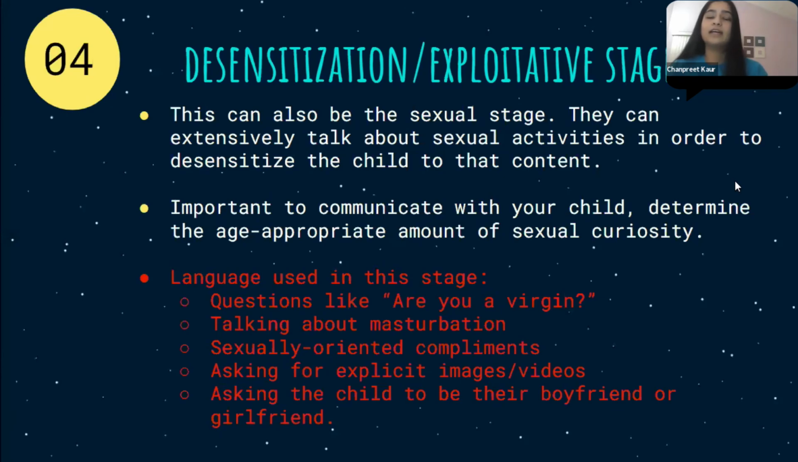And that's why it's important as parents and caregivers to communicate with your children about these things at an appropriate age so they know what to do if they ever find themselves in a situation like this. And the video that we see next will give us a preview of what may happen in the conclusion stage of online grooming.